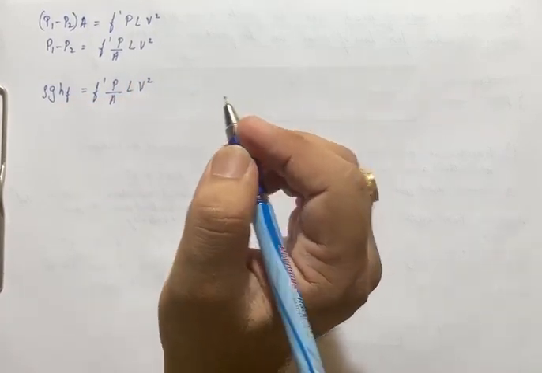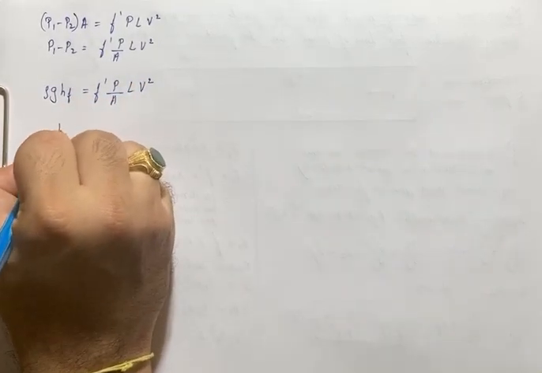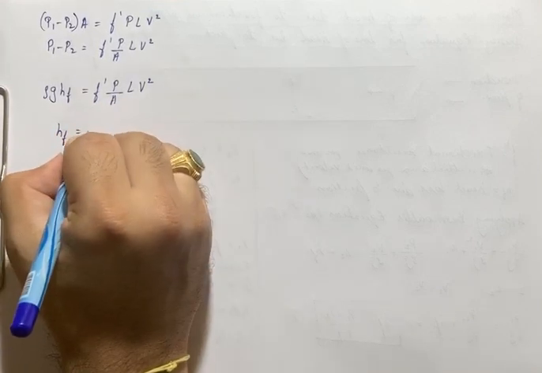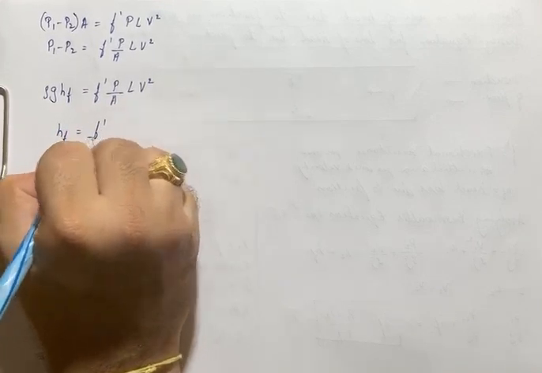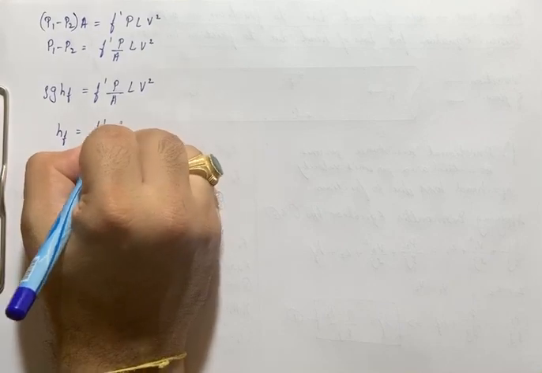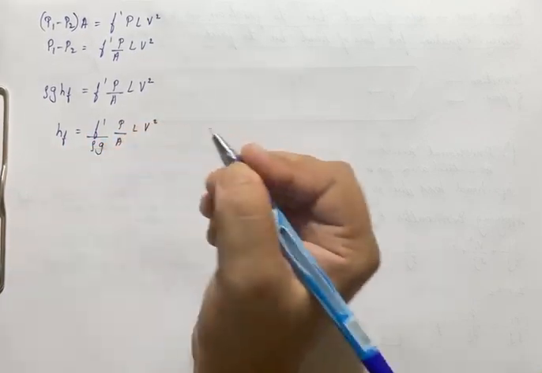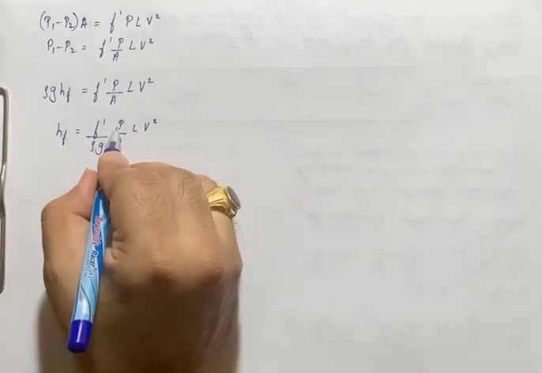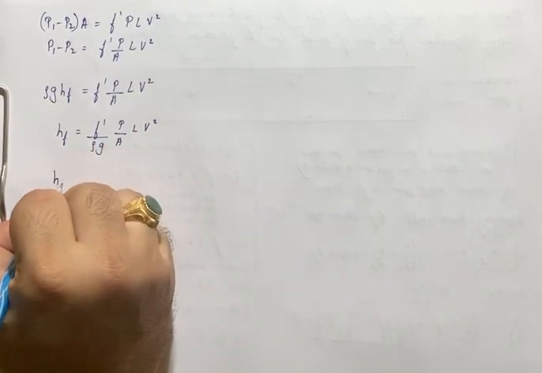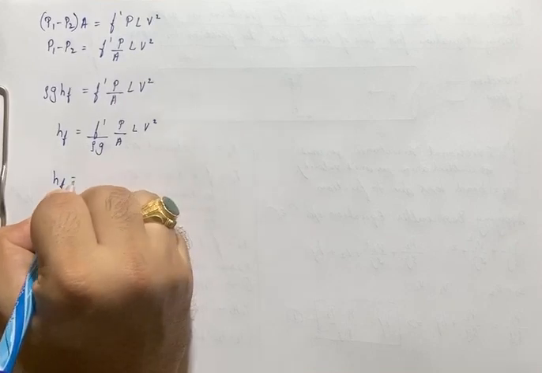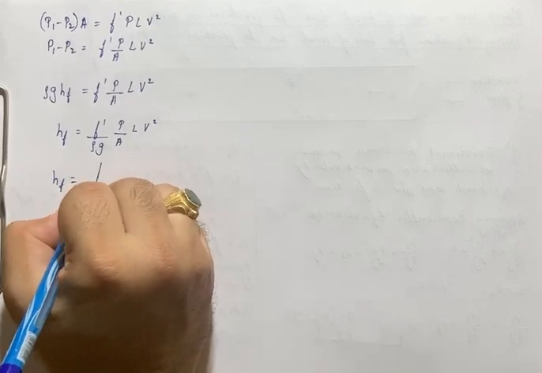Now, after this I need to find out head loss due to friction HF. So, HF will be F dash divided by rho g into P by A into L into V square here. Now, what is perimeter P? Perimeter P is nothing but pi d.